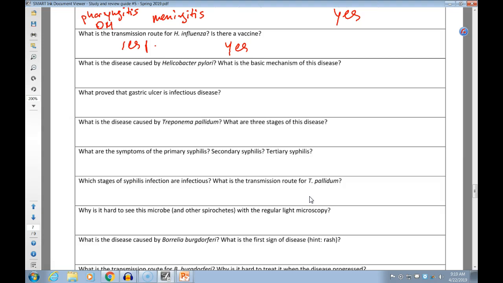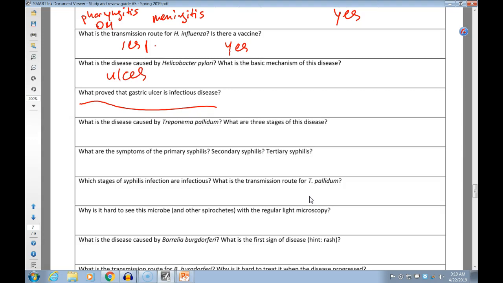H. pylori, peptic ulcer. Basic mechanism: neutralizes acid, liquefies the mucus, penetrates and infects epithelium. What proved that gastric ulcer is an infectious disease? The fact that we can treat it with antibiotics and become better. That's like population-wide studies. I'm not talking about the Marshall and Warren story, but if we treat a patient with peptic ulcer, we use antibiotics, it gets cleared.